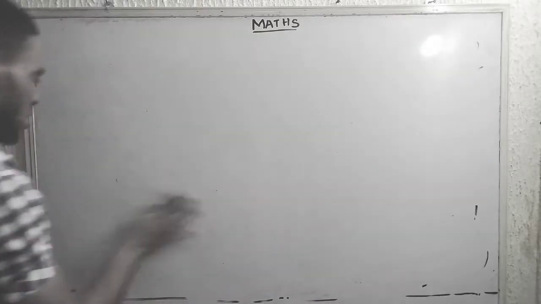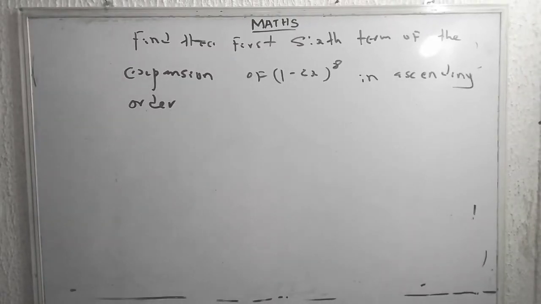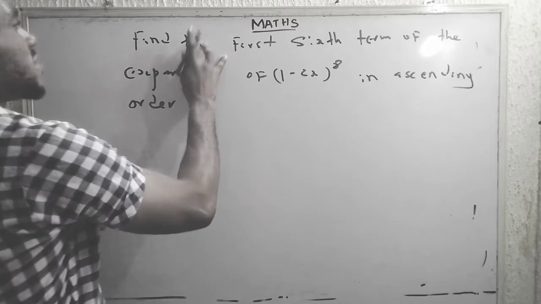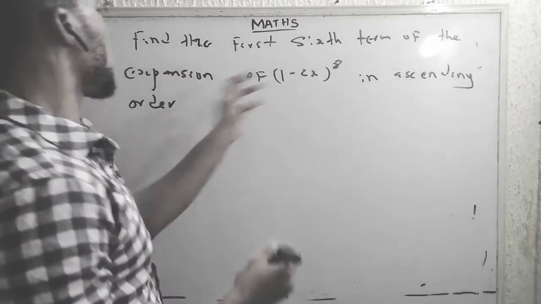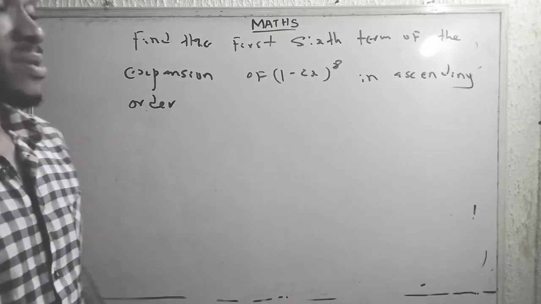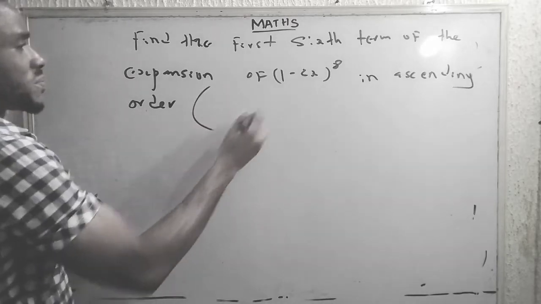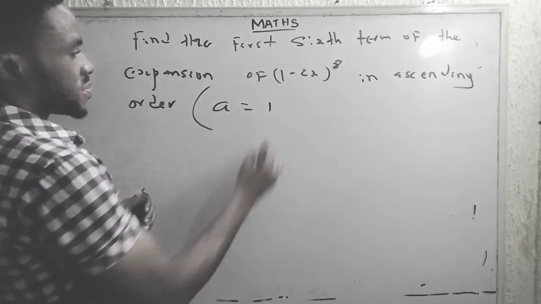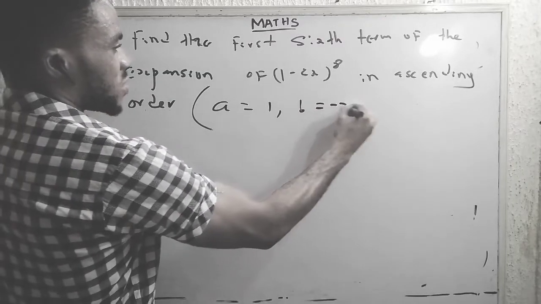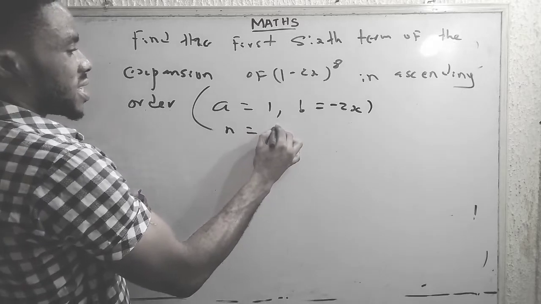Now, let us assume that we have something of this nature. Find the first six terms of the expansion of 1 minus 2x raised to power 8 in ascending order. So if I'm to do that, using the combination method, just to explain more, my a here is 1, and my b will be minus 2x, and my n is 8.